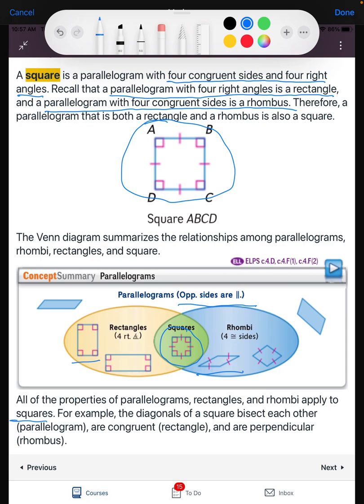So diagonals of a square bisect each other. That's a property of a parallelogram. They're congruent because it's a rectangle, and they're perpendicular because it's also a rhombus.